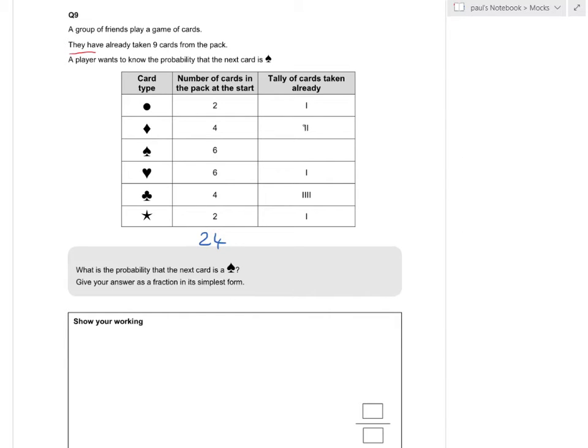How many have they taken? They've taken 9. So 24 minus 9 is 15 cards left in the pack. So the probability the next card is a spade, number of spades is 6. 6 of those spades are left, but there's only 15 cards left in the pack. So in the simplest form, it's divided by 3, which is 2 over 5.